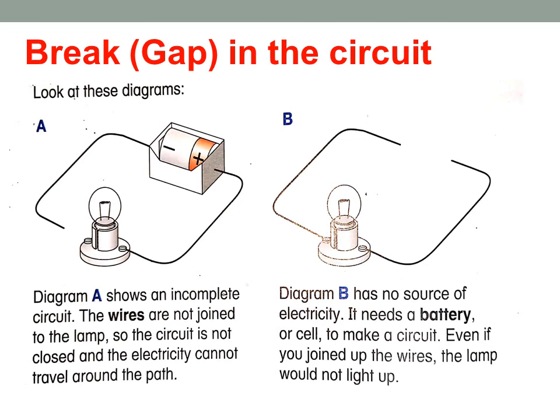Okay, in the second diagram, B, I have the light bulb and the wire, and there is no battery. If there is no battery, there is no source of electricity, so this is an incomplete circuit. So even if you joined up the wires, the lamp wouldn't light up, right? This is called a break or gap in the circuit. So if one component is not here, the electric circuit will be incomplete, there will be a break or gap in the circuit.